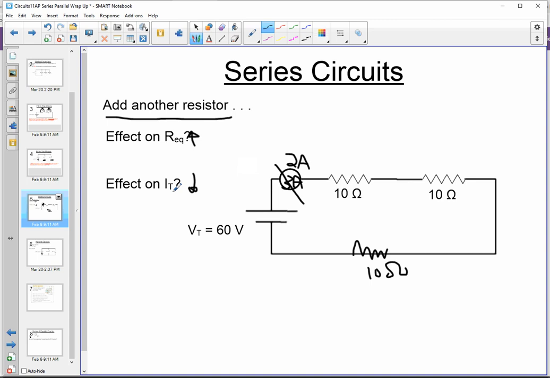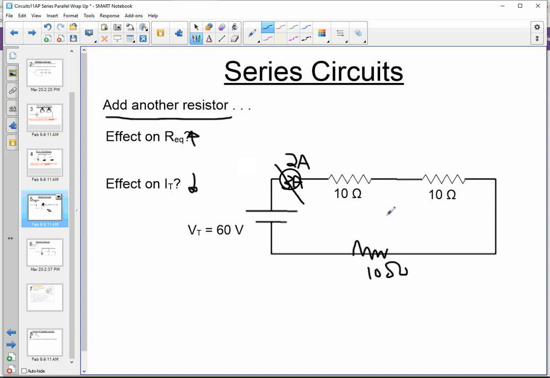If you look at your rules for series circuits, it says that I total equals I1 equals I2 equals I3. That rule often leads people to believe that the total current can never change in a series circuit, and here the current went from 3 amps to 2 amps when I added an additional resistor. So how do we reconcile that behavior with our rule?